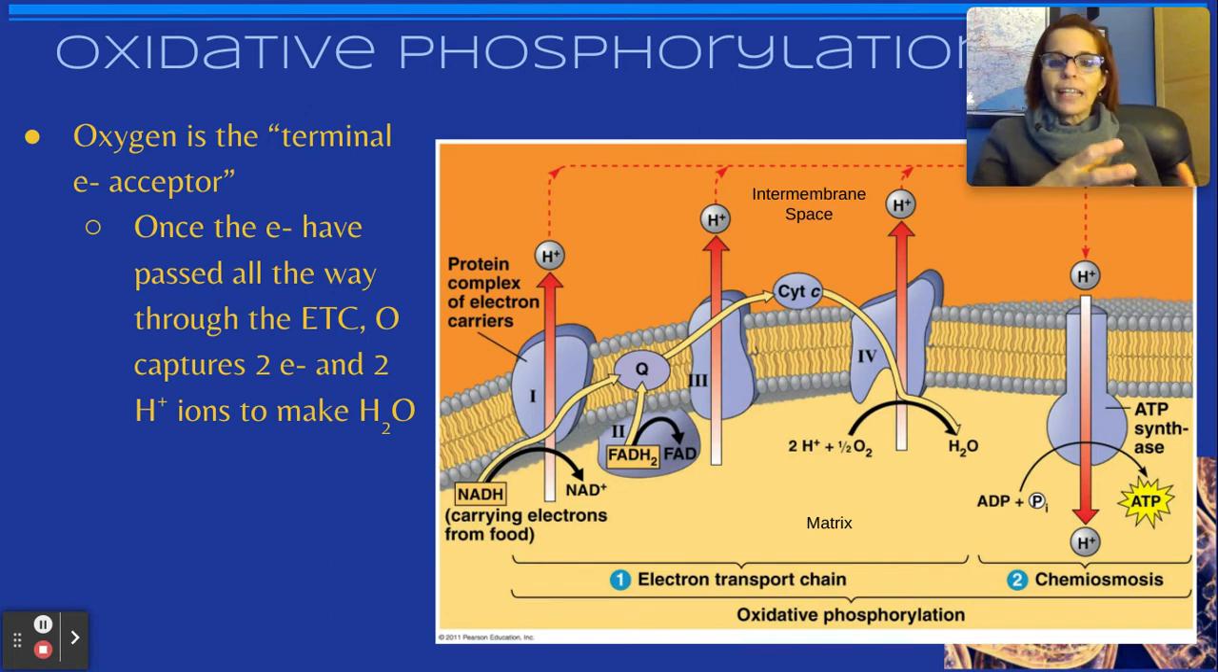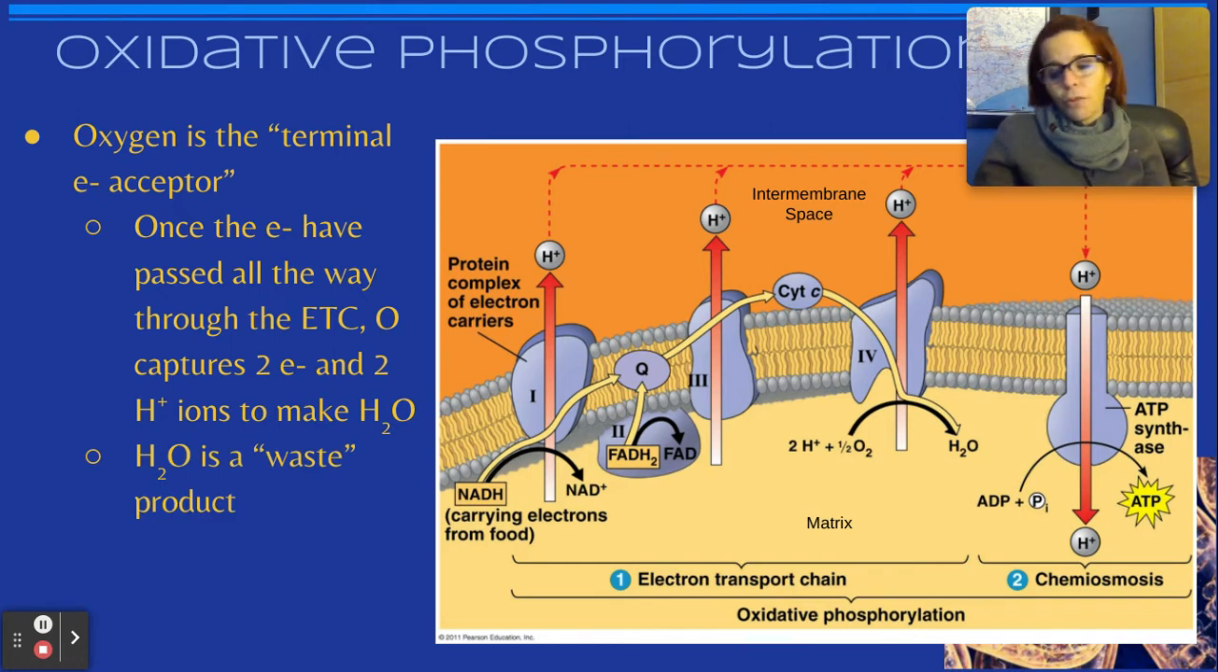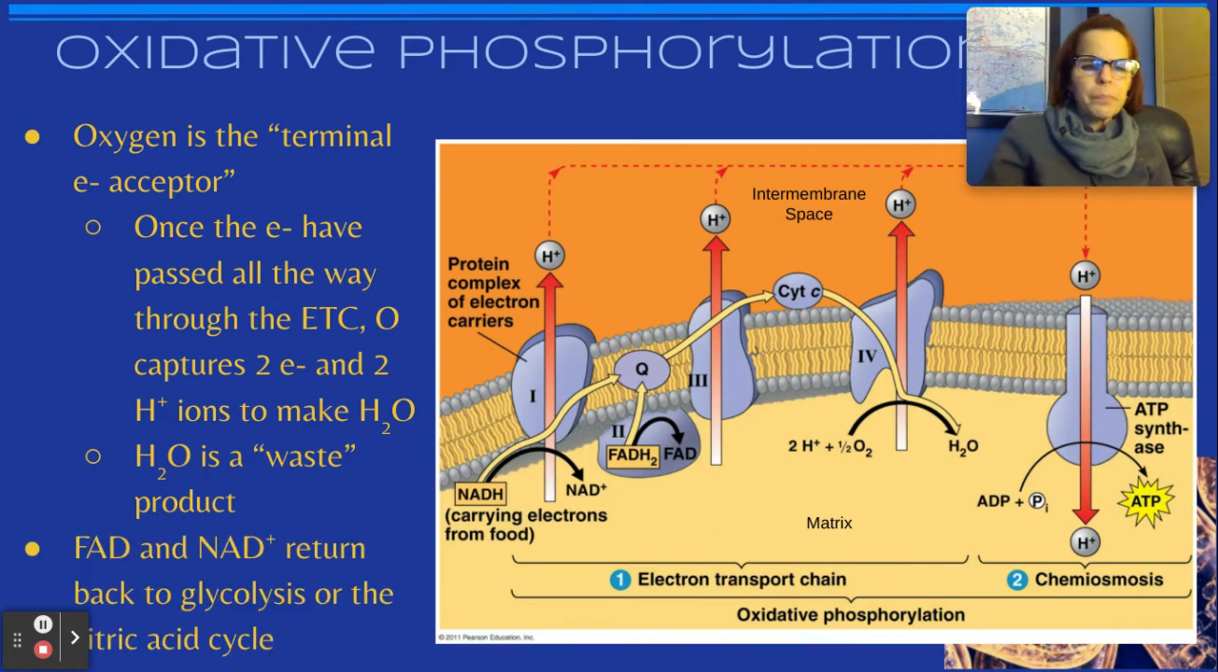So the oxygen catches the electrons when they're all the way down at the end of the electron transport chain. It says once the electrons have passed all the way through the ETC, electron transport chain, oxygen captures 2 electrons and 2 hydrogens to make water. So there's our production of water. Water is also considered a waste product. The whole purpose of this process is to make ATP. FAD and NAD plus then return back to glycolysis or the citric acid cycle to be reused over and over again.